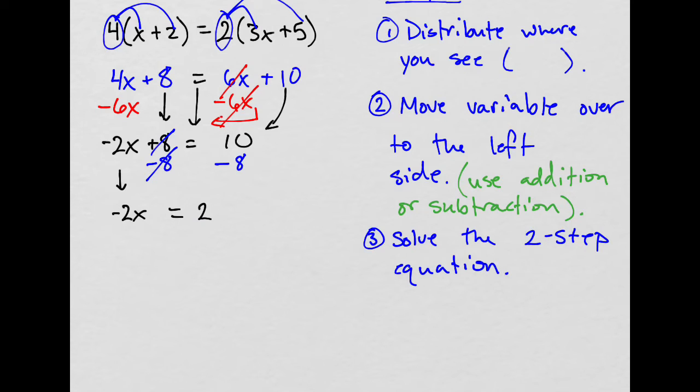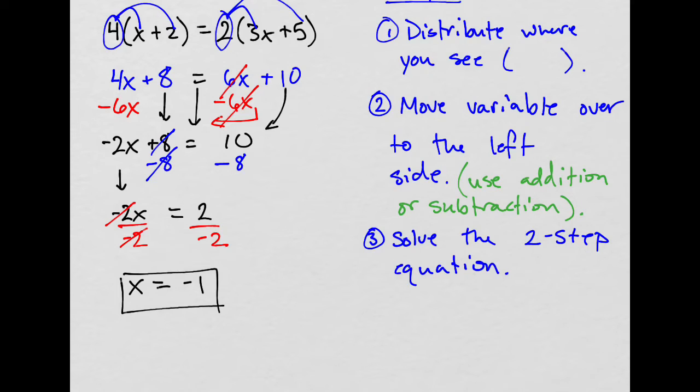My last step is to undo negative 2 times x. So to undo times, I would divide. Undo multiplication with division. And I divide by the exact same sign, so the negative 2s cancel, and I get x equals 2 divided by negative 2 is negative 1. So there we go. That's the first example.